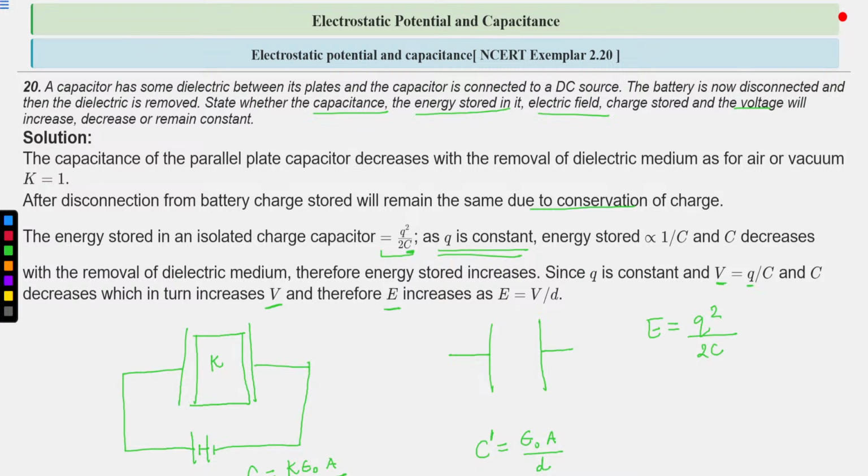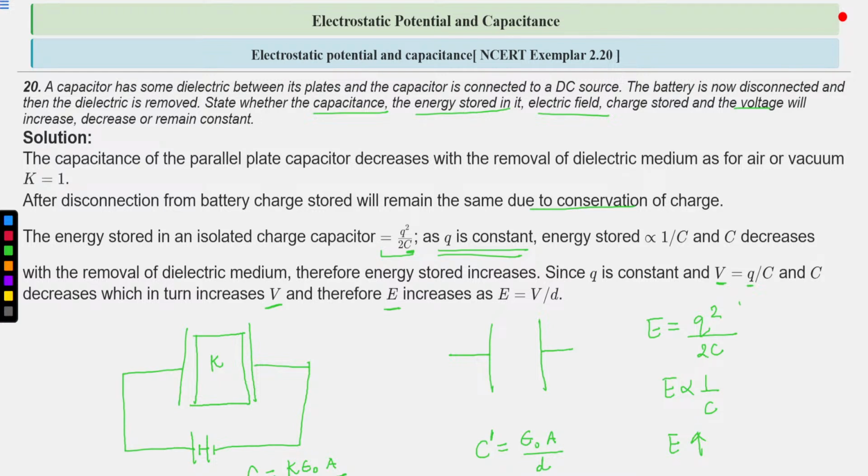Also, the battery is disconnected and the dielectric is removed, so Q will remain constant. So energy is inversely proportional to C. As C is decreasing, this energy will increase.